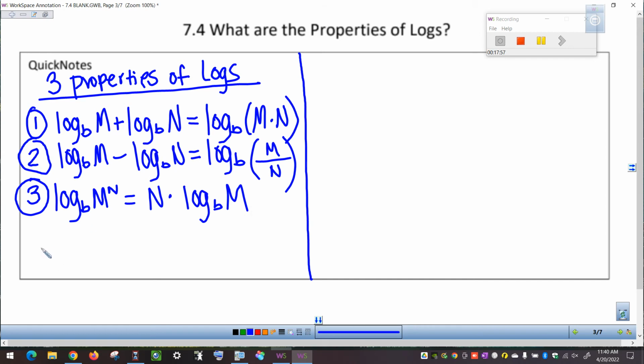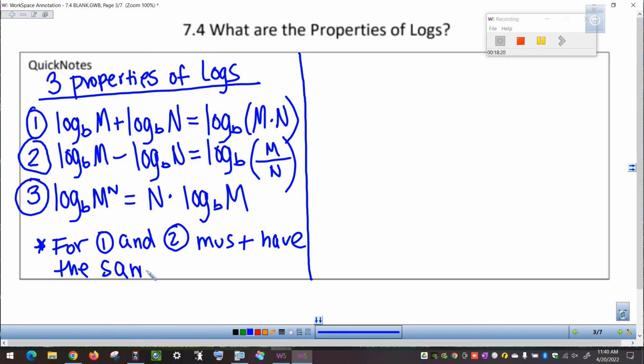Now let's make a little note down here at the bottom that for property 1 and 2, we must have the same base in order for it to be condensed. By that I mean this little number down here where I wrote the b, that's what we call the base. It has to be the same thing, and when it's condensed, that condensed answer is just the same base as whatever it was.